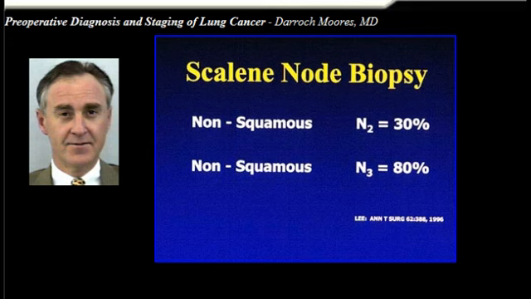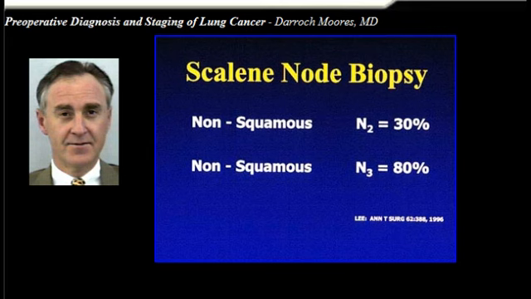Routine scalene lymph node biopsy is not recommended in patients who do not have palpable scalene nodes. Palpable scalene nodes, however, should be biopsied in all patients. Lee and Ginsberg in 1996 showed that if scalene lymph node biopsy is performed in patients with non-squamous histology who have N2 disease, then 30% of these patients will have unsuspected metastasis to their scalene nodes.